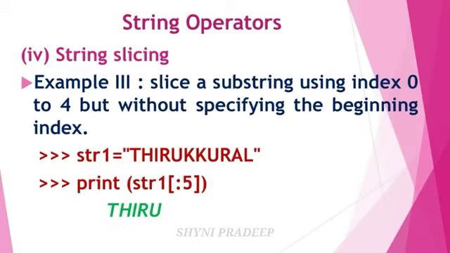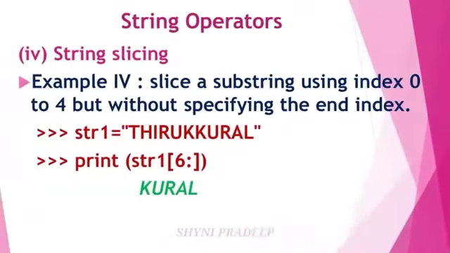And next, example 4: slice a substring using index 0 to 4 but without specifying the end index. Here we are not specifying the end index but we are specifying the starting index. So print str1[6:]. See here, this is 0, this is 1, this is 2, this is 3, this is 4, this is 5, this is 6. You have to start from here.